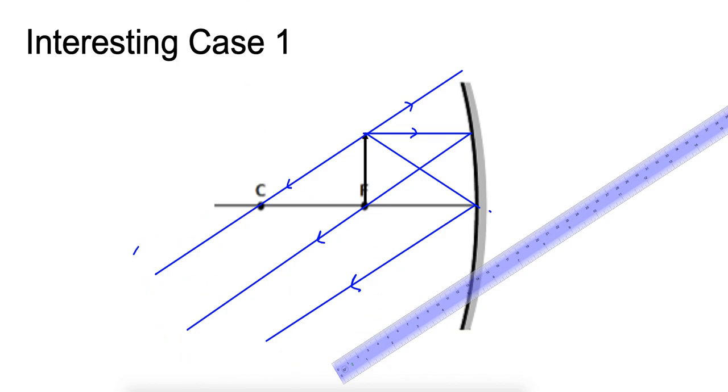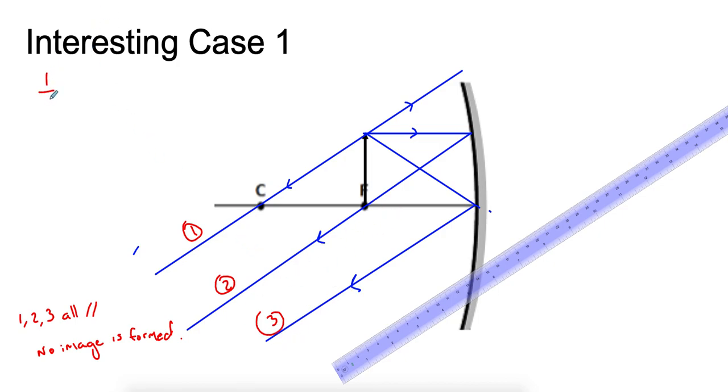All of these rays, this one, and this one, are all parallel. So no image is formed. Well, that's strange. If you are at the focal point of a converging mirror, you're not going to get any image to form. These all come out parallel.